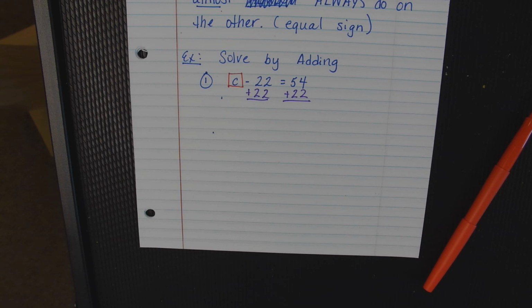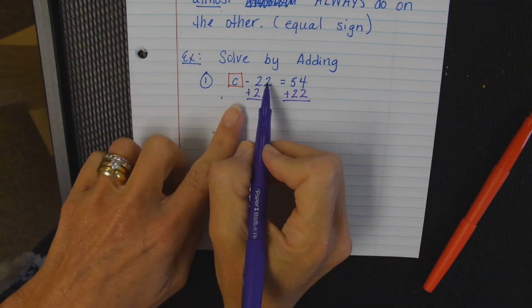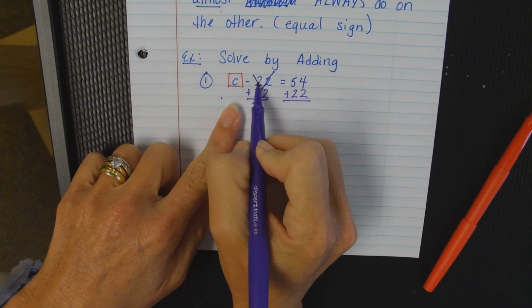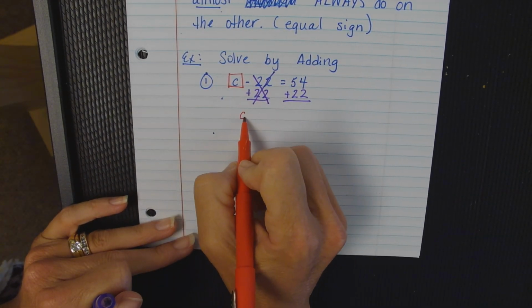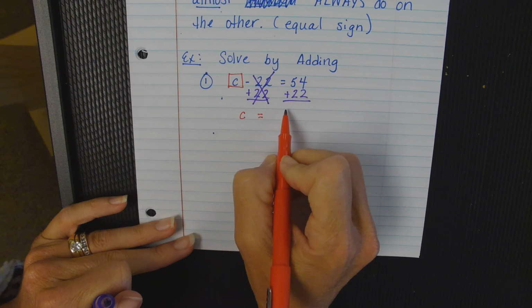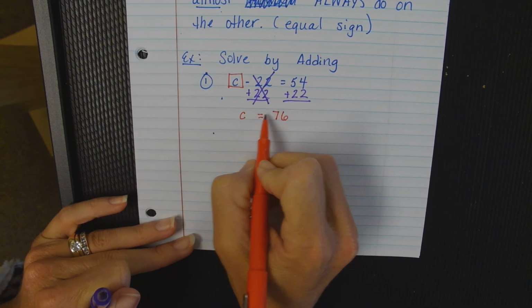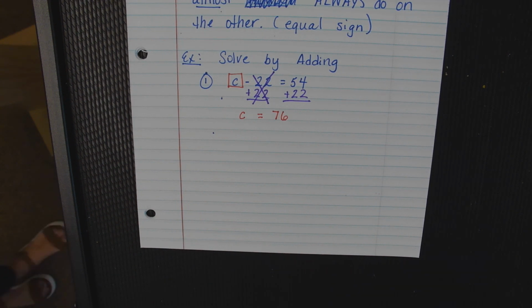Here's my equal sign. Here's kind of the balancing act. I need C to be by itself. What's on the same side of C that I need to get rid of? 22. Again, I'm going to say this so many times, you're going to get so tired of it. What you do on one side, you do on the other. What's the whole point of doing this? To cancel, okay? Therefore, this is gone. So I have C left. 54 plus 22 is 76. One step, done.